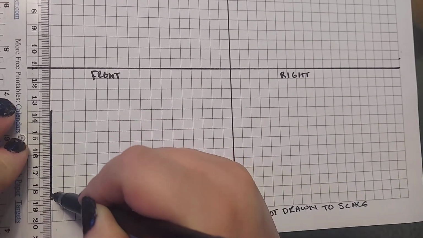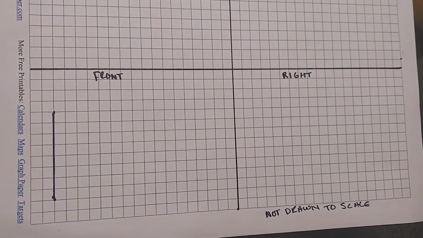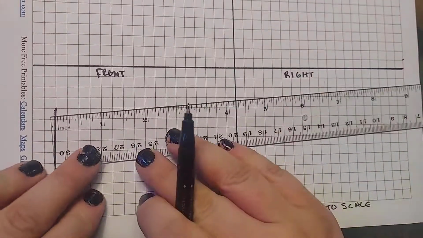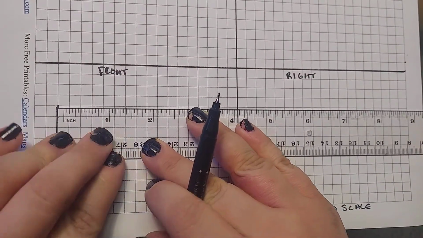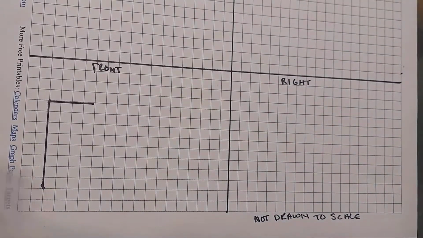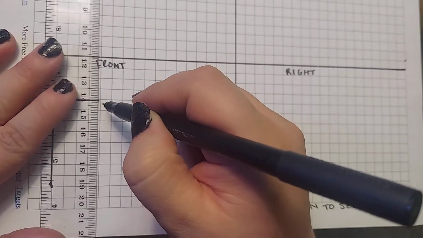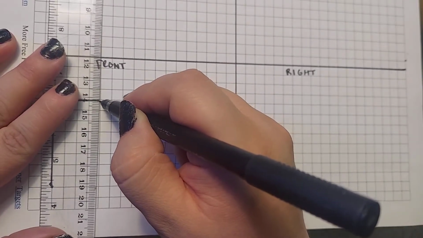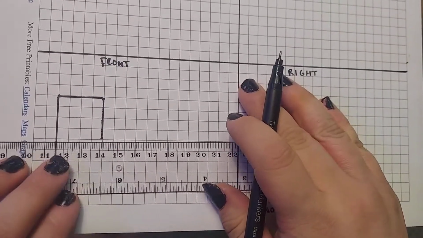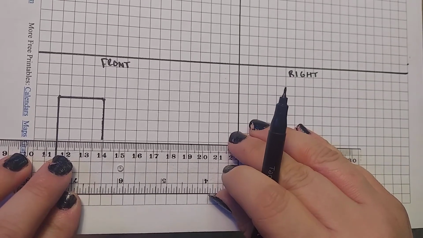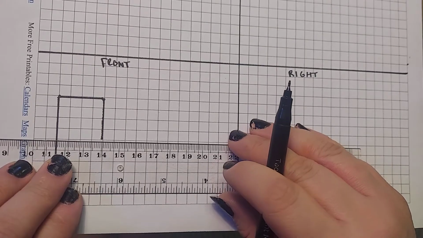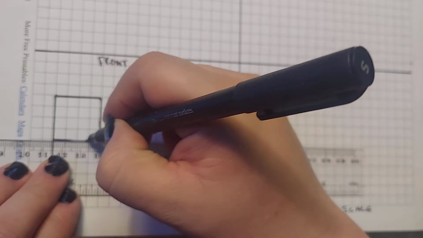Making sure you're holding that ruler correctly with your 3 fingers. At the top, we're going to draw a line that is 4 squares long. Another one down that is 4 long. You're going to have another one that's going to be 12 long. So here's 4.